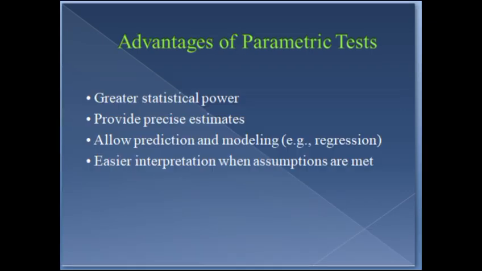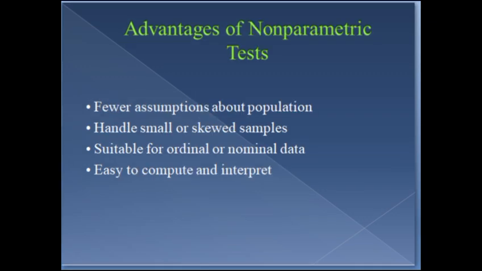Advantages of parametric tests. Parametric tests can detect a smaller effect due to their power. However, the reliability drops sharply if assumptions like normality or equal variance are violated. It has greater statistical power. It provides precise estimates. It allows prediction and modeling, for example regression, and it's easier to interpret when assumptions are met.